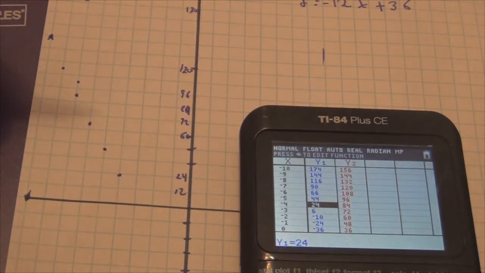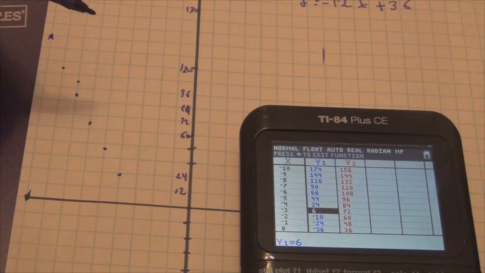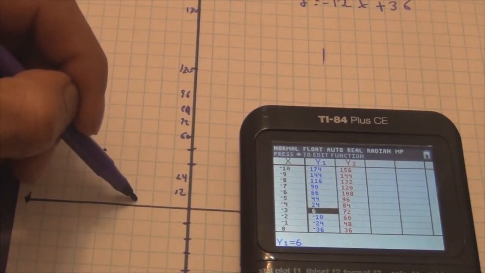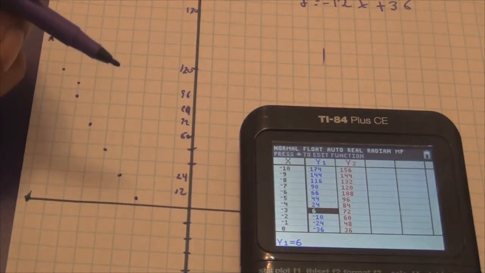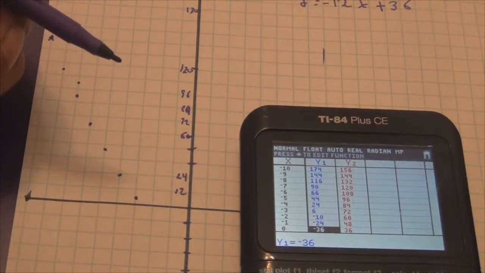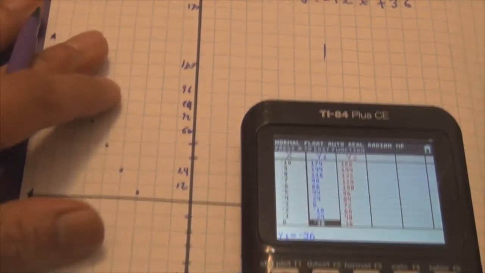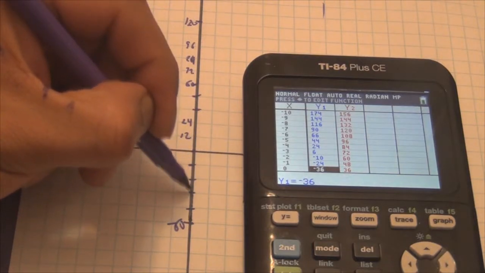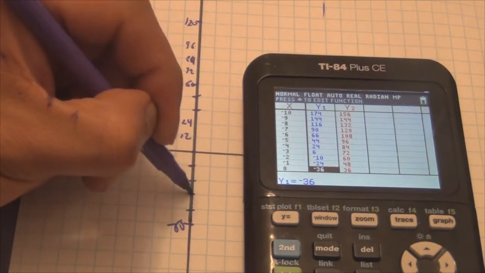That's the first nice point. Negative 3 comma 6. Okay, so negative 3 comma 6 around here. Let's graph 0 comma negative 36. 0 comma negative 1, 2, 3. Okay, 36. 12, 24, 36.